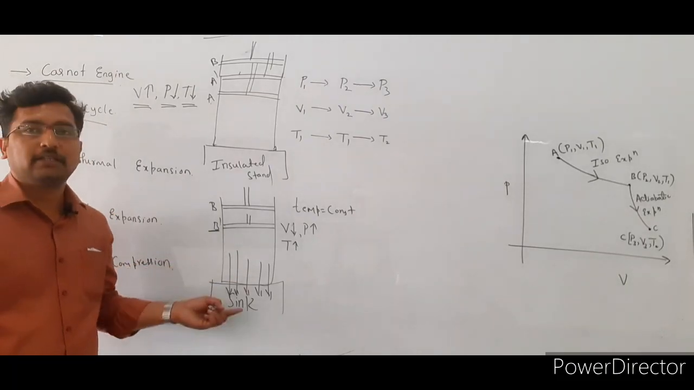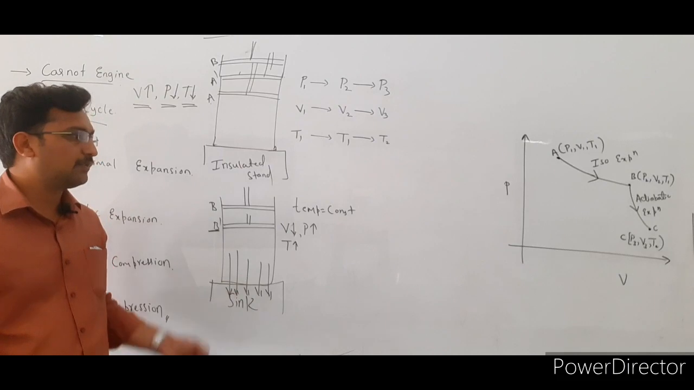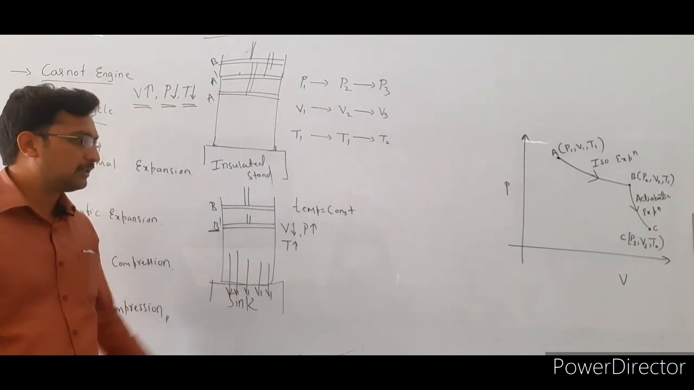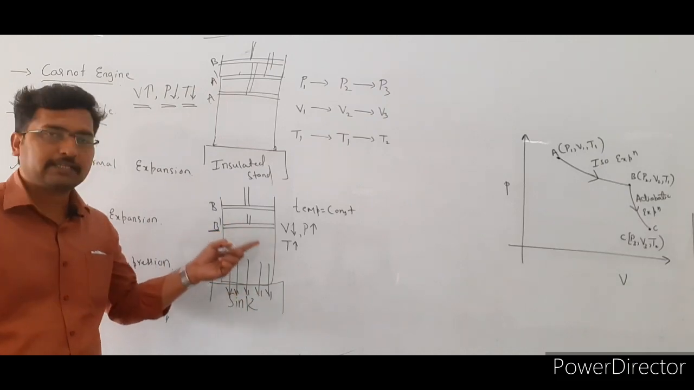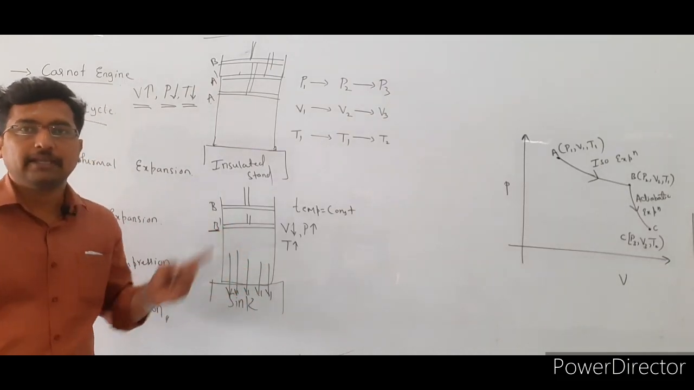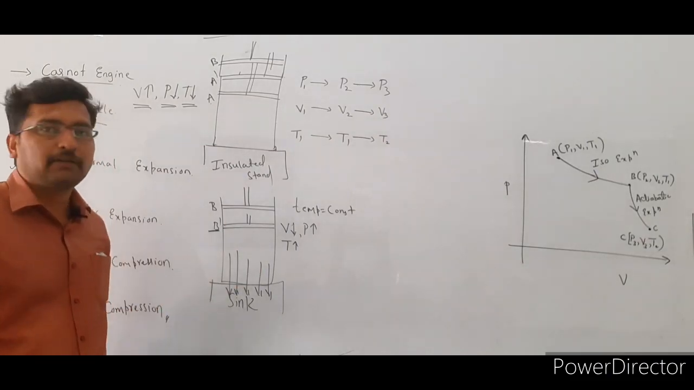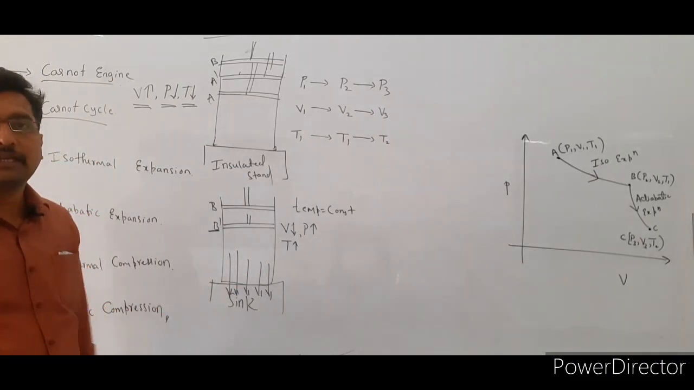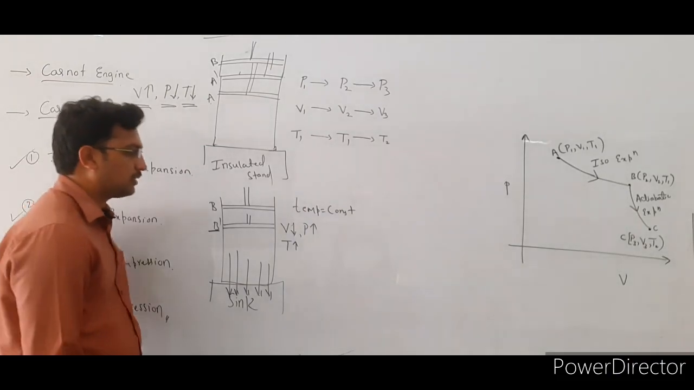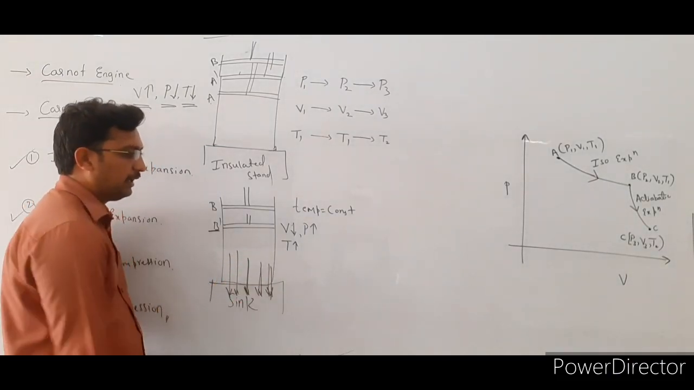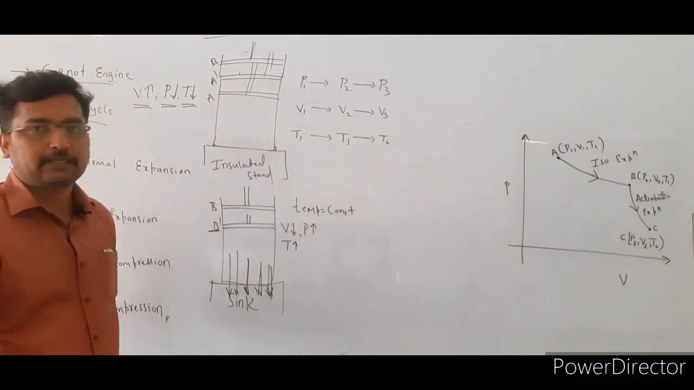So here due to this compression, the volume of the cylinder is decreased. If the volume of the cylinder decreases, the pressure also increases. If the pressure increases, the temperature of this system also increases. But this is the isothermal compression. To maintain a constant temperature, this cylinder rejected some amount of heat energy to the sink.